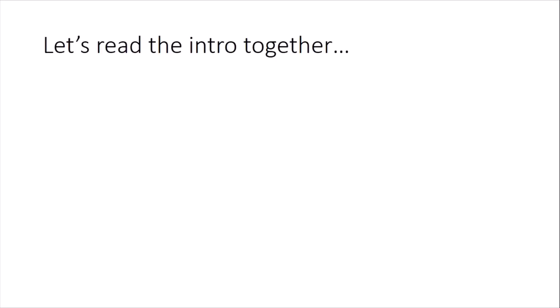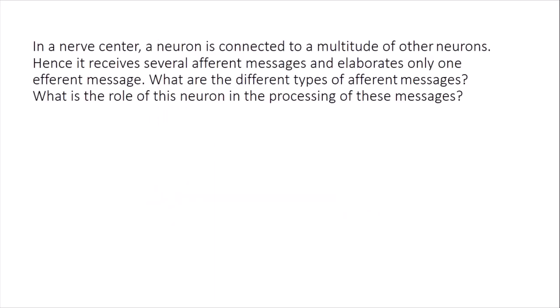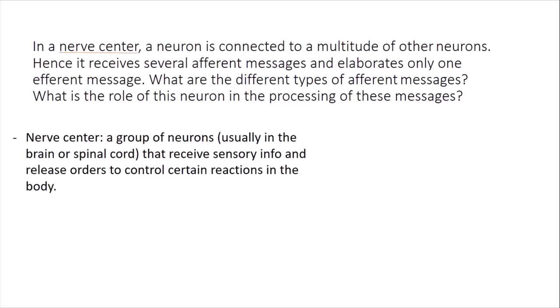Alright, so let's start by reading the introduction together. In a nerve center, they say, a neuron is connected to a multitude of other neurons. So we recognize connection between neurons as synapses, but what do they mean by a nerve center? A nerve center is a group of neurons, usually in the brain or the spinal cord, that receive sensory information and release orders to control certain reactions in the body. So these are like decision centers in the brain or the spinal cord, centers of decision. They receive messages and give out orders.